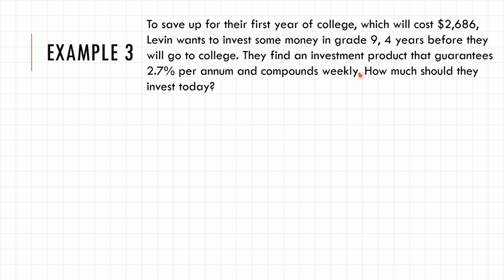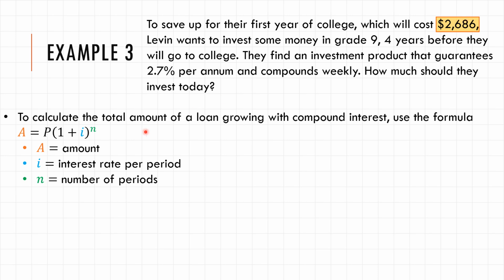Compounds really, really frequently. How much should they invest today in order to have their money grow until it reaches this future amount? Well, the amount that we want in the future is what we know now. We don't know the principal, right? We know that in the future we need to get $2,686. The interest rate per period is 2.7% per year.